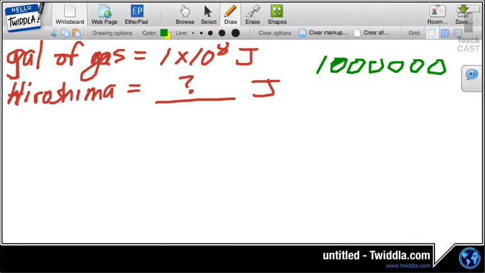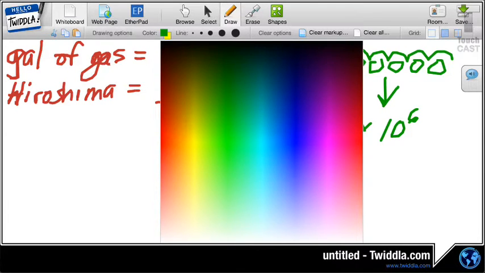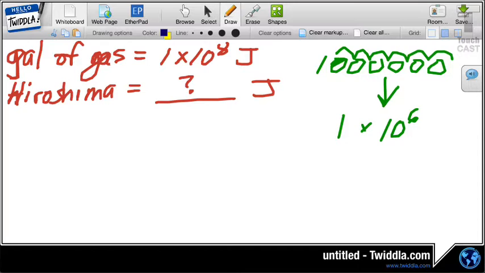If I want to do 1,000,000 times 1 times 10 to the 8th, choose our exponent rules and first convert this into scientific notation. That would be 1 times 10 to the, count your decimal points, 1, 2, 3, 4, 5, 6. Okay, now we can just multiply. A 1,000,000 times bigger than 1 times 10 to the 8th.